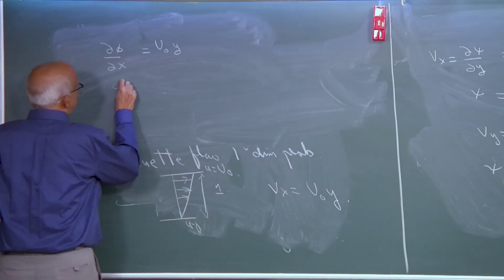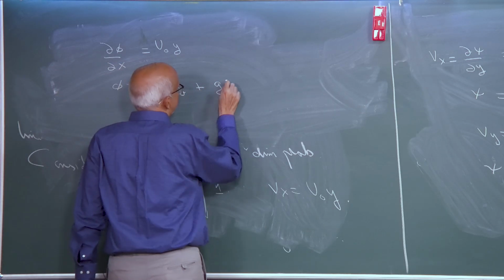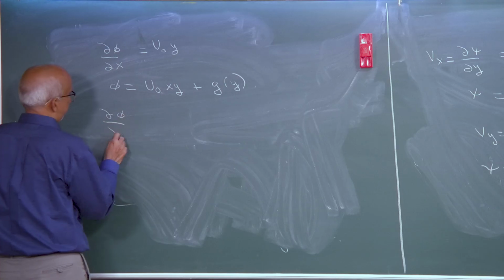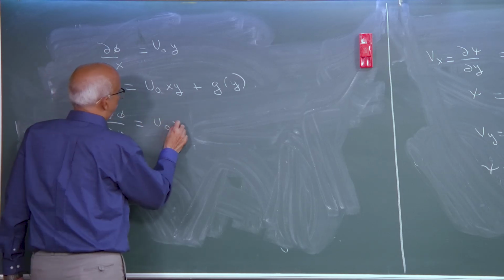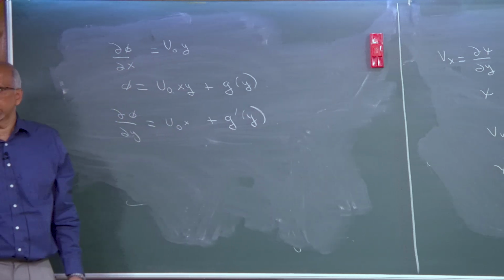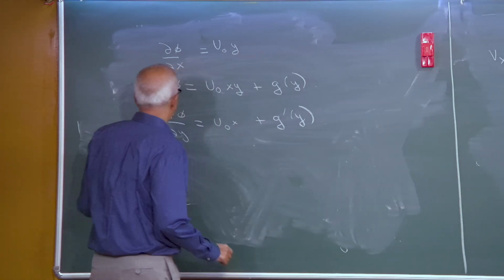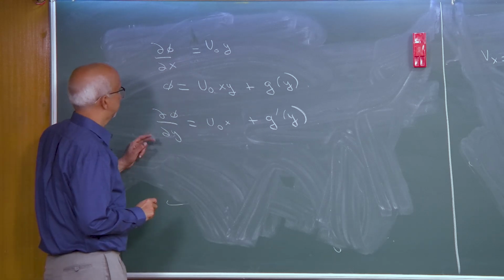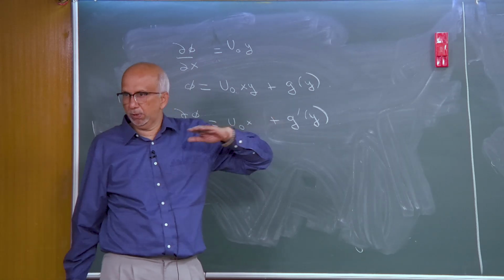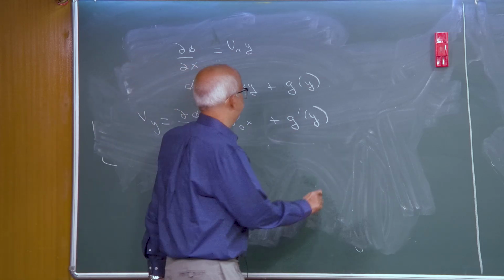So, now phi is equal to u naught xy plus some function of y, and what is d phi dy? It is equal to u naught x plus g dash of y, okay. This is the velocity component in the y direction, and you know in our problem the velocity component in the y direction is 0. So, that means this is 0.